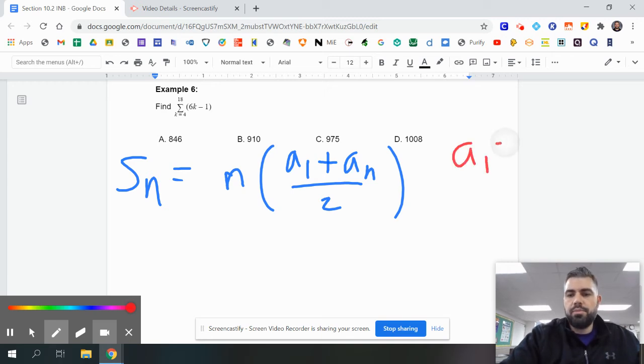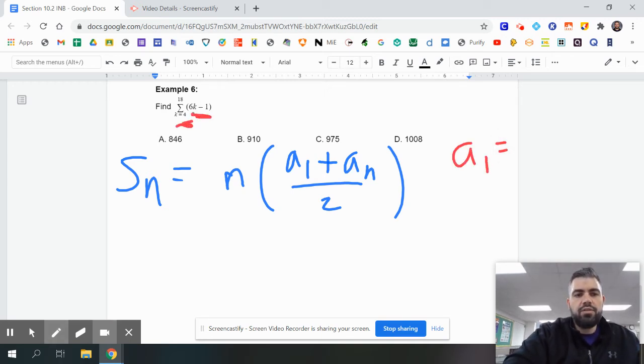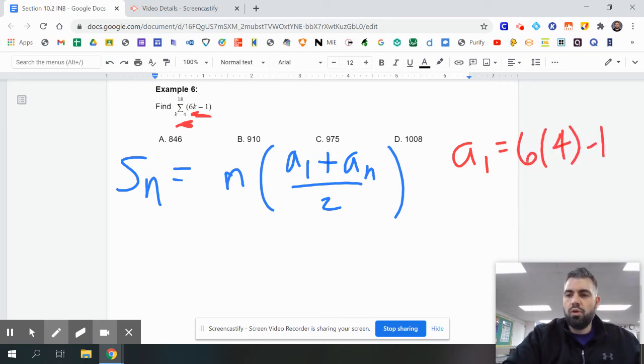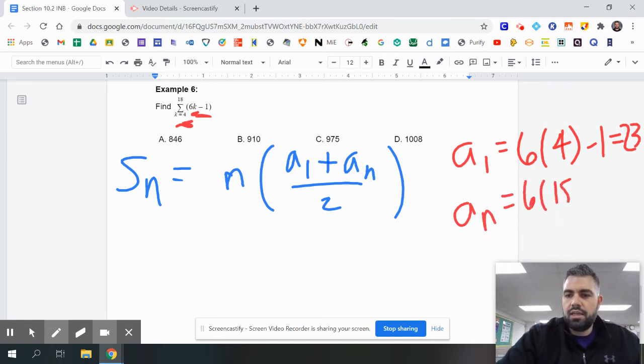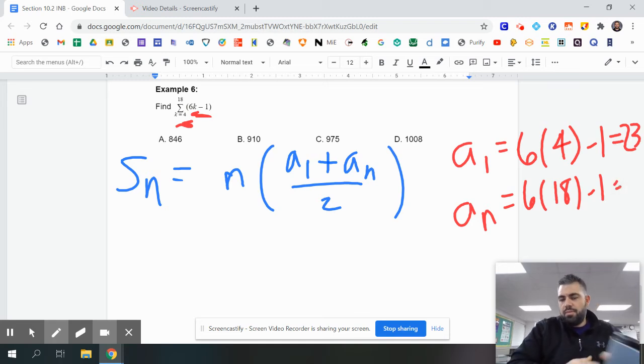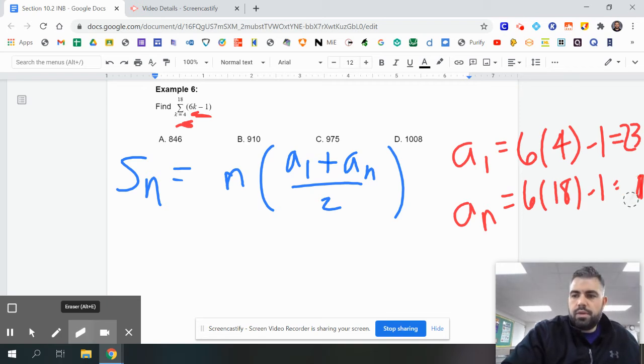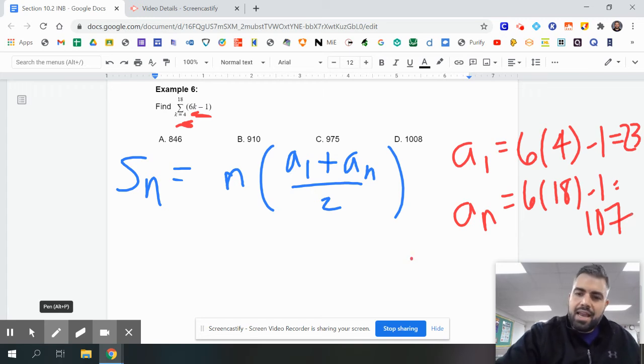So first number is easy, first term. Okay, I'm putting 4 into 6k minus 1. So 6 times 4 is 24 minus 1, so that's 23. That's my first term, a1. Now I find my an. It's my last term. So 6 times 18 minus 1. I don't know that off the top of my head, so I'll do it on my calculator. 6 times 18 minus 1 is 107. It's 107, okay? And now n, let's figure that out.